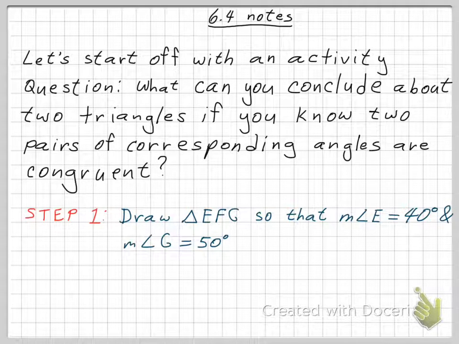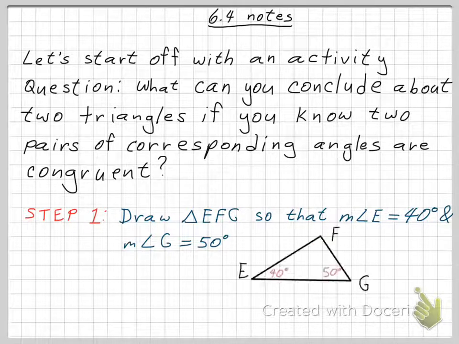So step one is to draw a triangle EFG so that the measure of angle E equals 40 degrees and the measure of angle G equals 50 degrees. So at this point, you can pause the presentation and draw your triangle. But for the sake of this presentation, I'll continue at this point. So this is the triangle that I got. Triangle EFG with E measuring 40 degrees and G measuring 50 degrees.